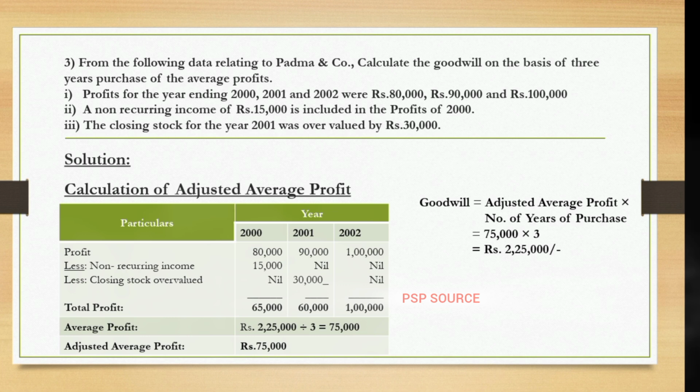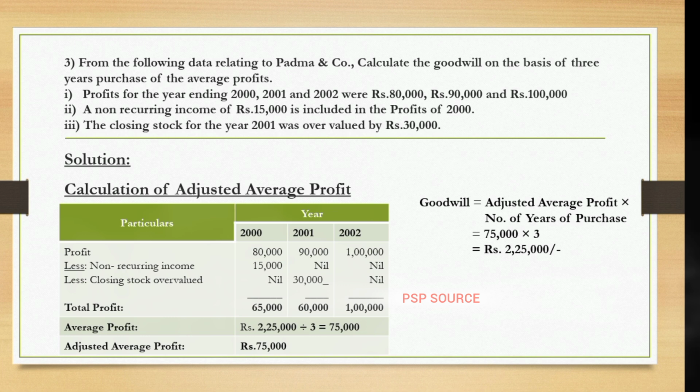So we'll be getting 65,000 as the total profit for 2000, 60,000 for 2001, and 1 lakh for 2002. After that you have to calculate the average profit. For average profit you have to sum up the profits for 2000, 2001 and 2002, which are 65,000, 60,000 and 1 lakh respectively. If you add such profit, you will get 2,25,000 of total profit. Divide by 3, you will get 75,000 of average profit.